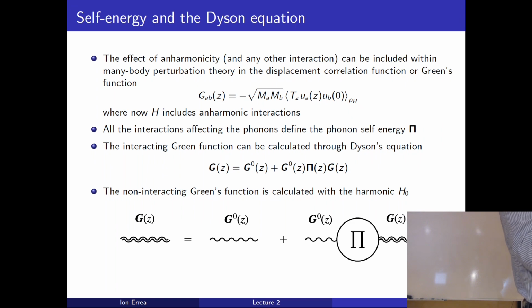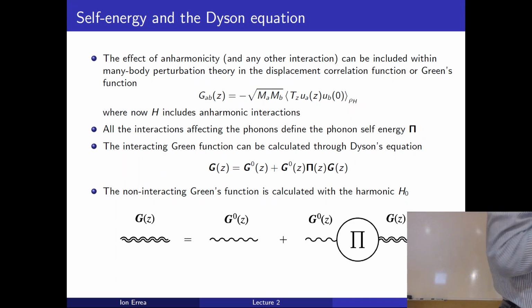So it's a combined index, right? This way we simplify the notation a bit. A is an atom and a Cartesian index. This is a complex time, this is the time-order operator, and here we have the masses. And this defines this Green function.